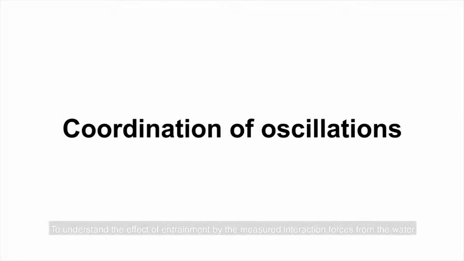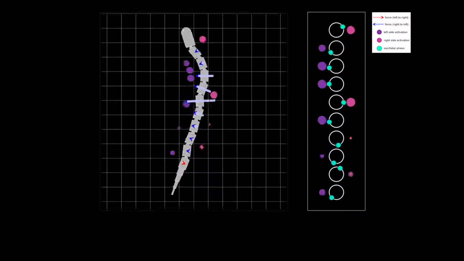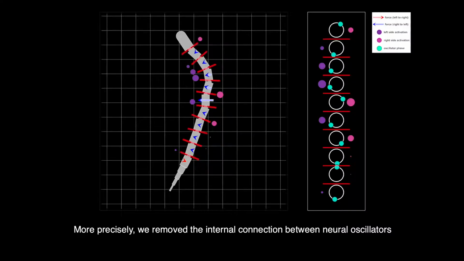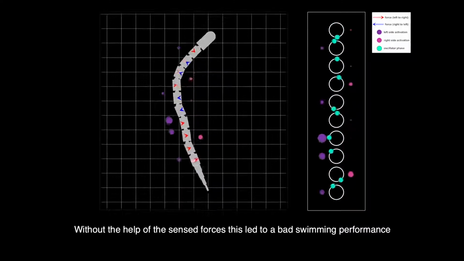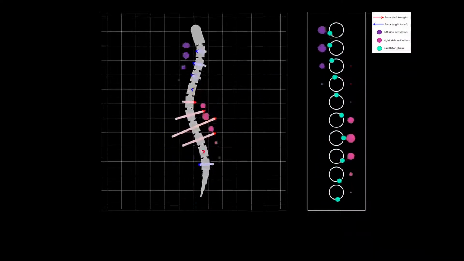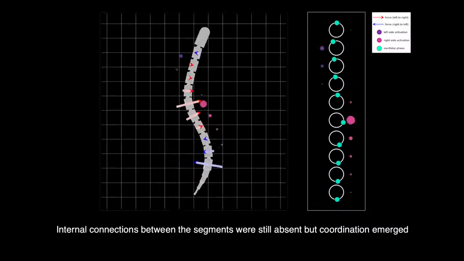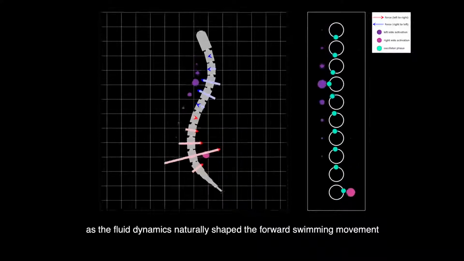To understand the effect of entrainment by the measured interaction forces from the water, we put the robot in a purposefully disorganized state first. More precisely, we removed the internal connection between neural oscillators, so each of the segments acted for itself, independently from the others. Without the help of the sensed forces, this led to a bad swimming performance. Incorporating the sensors with the entrainment, though, generated a beautiful traveling wave. Internal connections between the segments were still absent, but coordination emerged as the fluid dynamics naturally shaped the forward swimming movement.